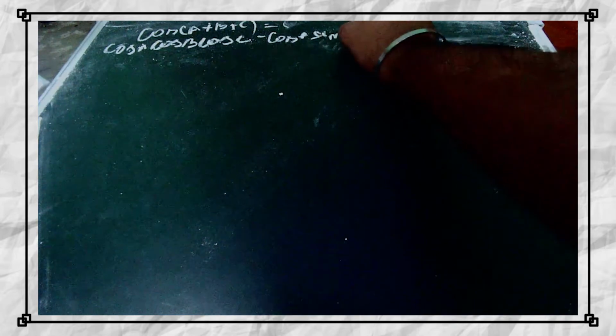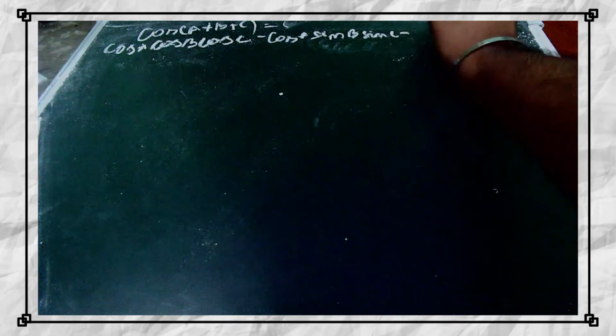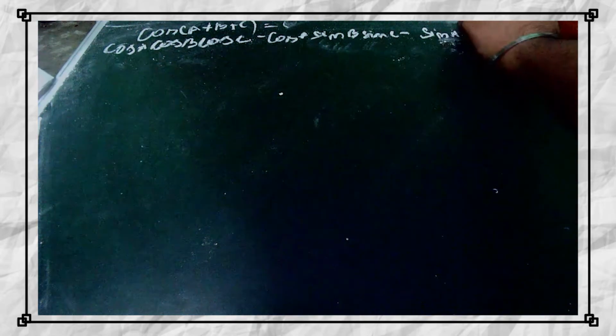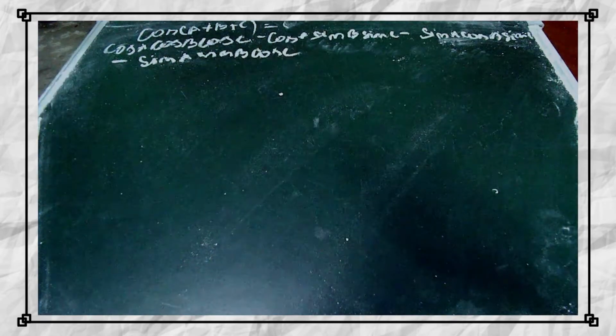Now we will see what will be the value of cos of A plus B plus C. So the value of cos of A plus B plus C is cos of A into cos of B into cos of C minus cos of A into sine of B into sine of C minus sine of A into cos of B into sine of C minus sine of A into sine of B into cos of C. So we'll see how this formula is derived.